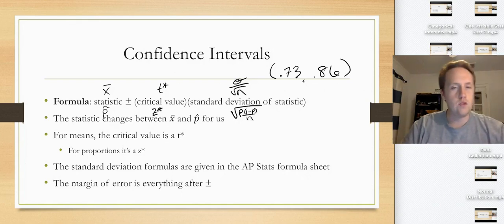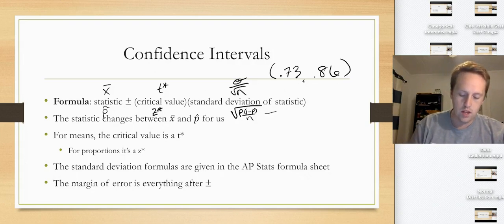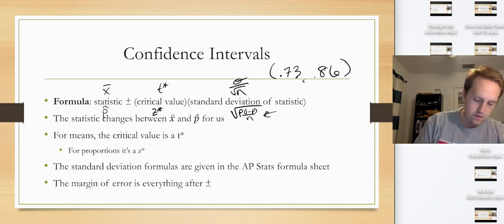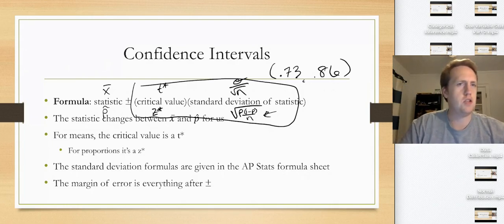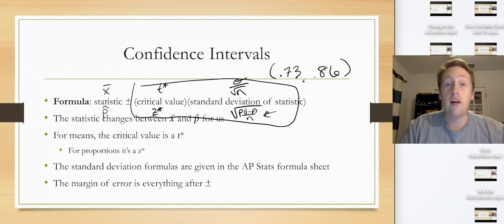Now, in confidence intervals, we're going to be using p hat in this formula here, but in general, it's p. The margin of error is this part. Everything after the plus minus is what we call margin of error. So you've probably seen that before in like presidential polls, right? Like it's 48% plus or minus 3%. So then that would be a confidence interval of 0.45 to 0.51.